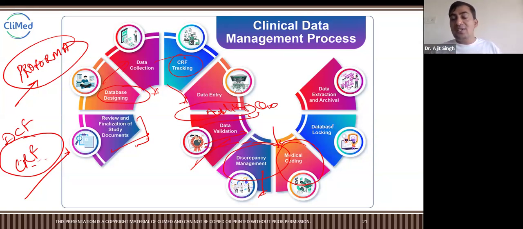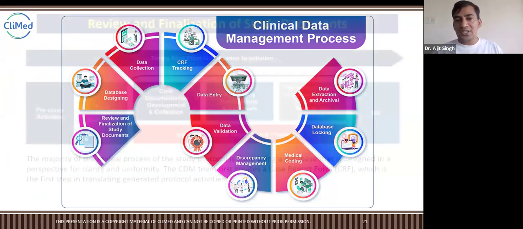Once everything is complete, they lock the data, and later they extract, analyze, and put it into archival. Data safety is very important, so data will be kept safe for at least 10 to 15 years in the archive. If the drug does not perform well or something happens, governments or regulators go back and check the data for the next 10 to 15 years, right? So that's how the CDM team works. This is called the CDM data management process.